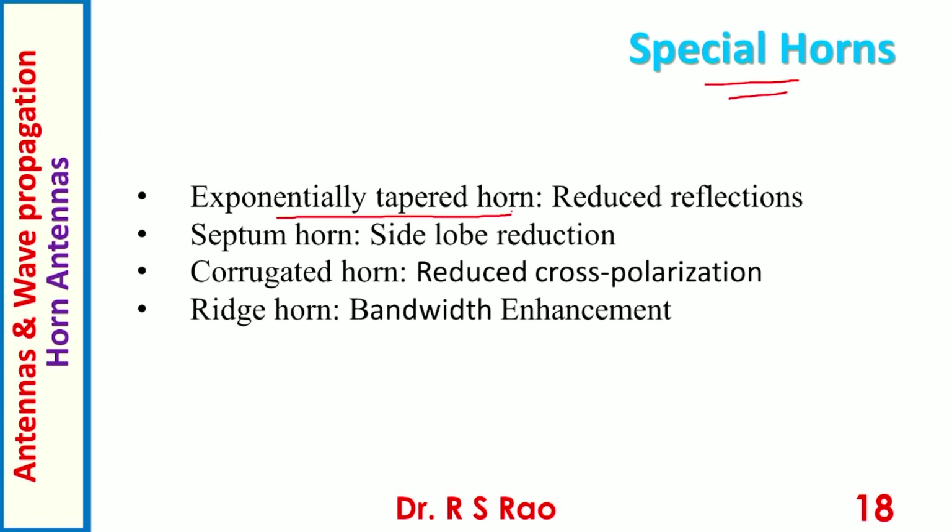Exponentially tapered horn. It is already shown in an earlier slide. The purpose of tapering is to reduce reflections. Septum horns are there. They are meant for reducing side lobe level. Corrugated horns are there. They are there to reduce cross polarization. Ridge horns are there for bandwidth enhancement. So these are considered as special horns, some special kind of design structure exists for these antennas.